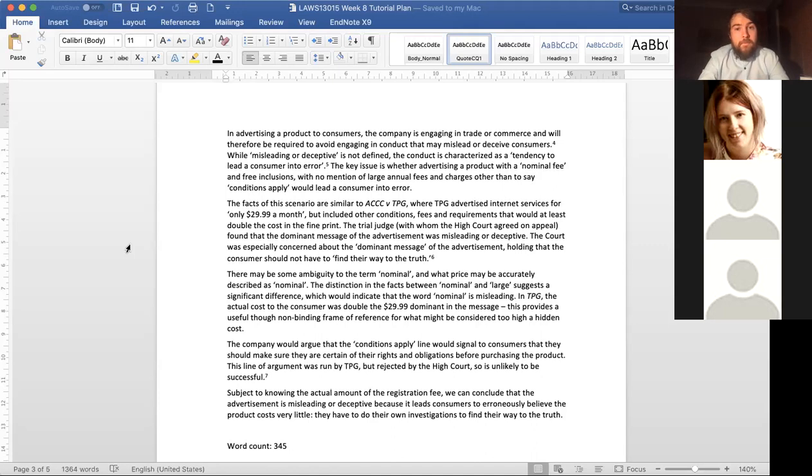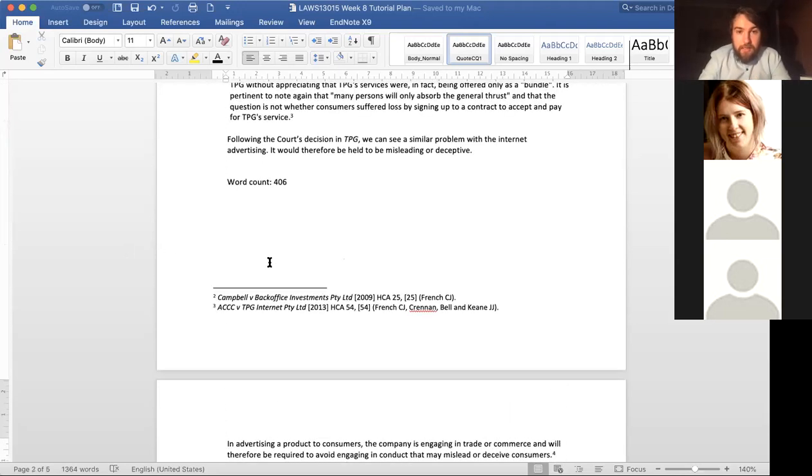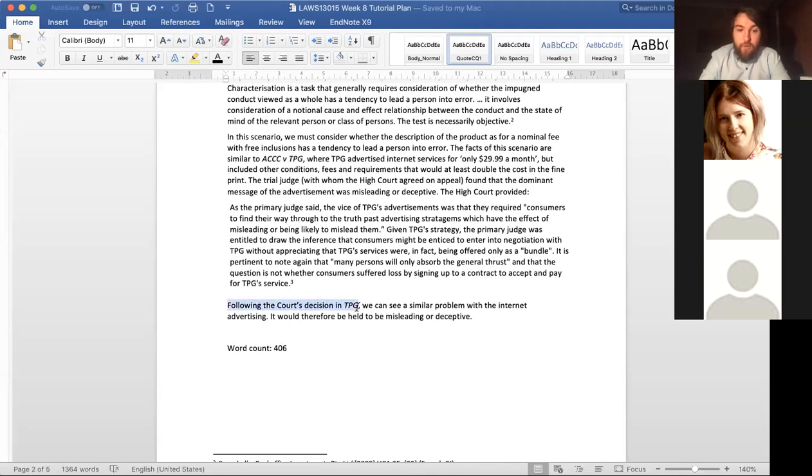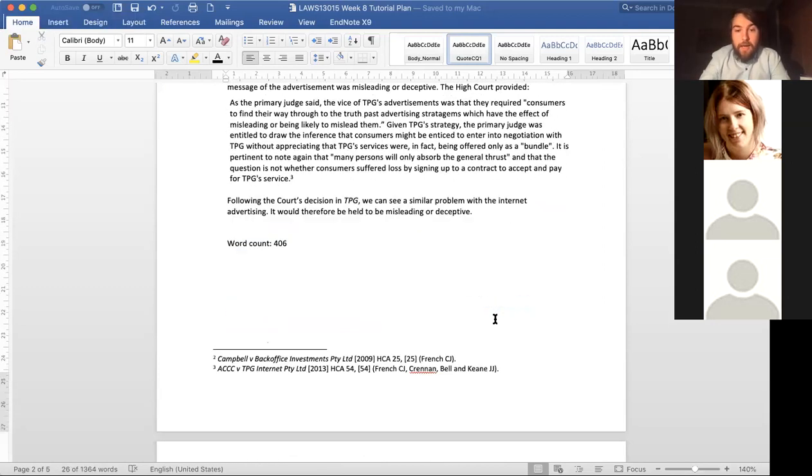Anything else? I think it's really impactful the way that it weaves in what the alternative argument may be and then weighs up the merits of the arguments in a really succinct way. Yep. So it's acknowledging that, whereas in the first answer it's just, well, the court would follow TPG and it would be misleading or deceptive, and it's sort of end of story.